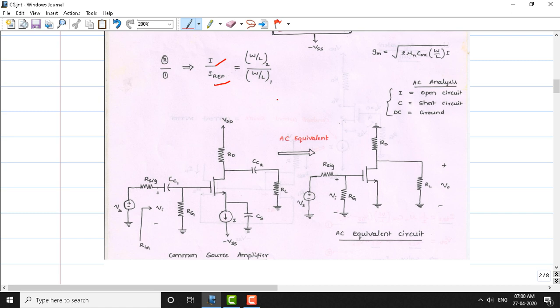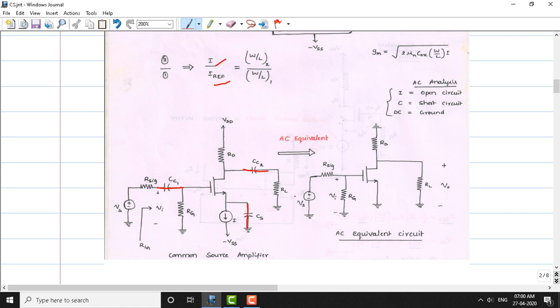So far, we have discussed the DC equivalent circuit and the constant current source, which is the main circuit required in the biasing scheme. Now we will discuss the AC equivalent circuit. Once again, recollect the same common source amplifier that we have discussed. From this circuit we can obtain the AC equivalent circuit. We know that for AC, a capacitor acts like a short circuit. So all these capacitors will behave like a short circuit for AC signals.